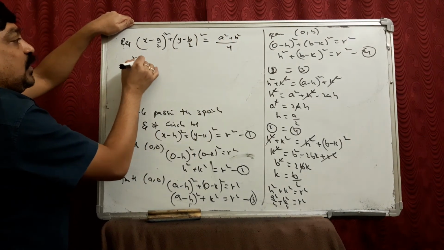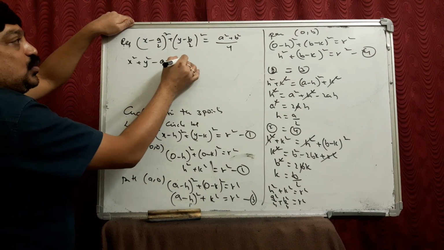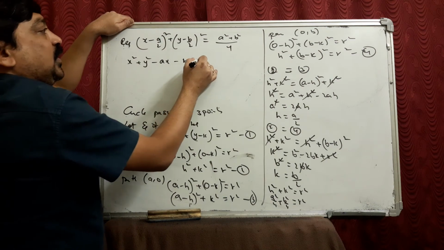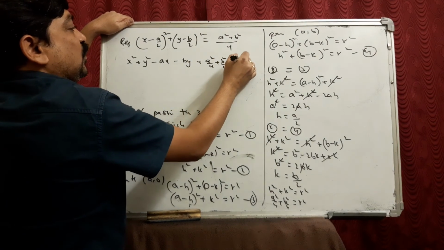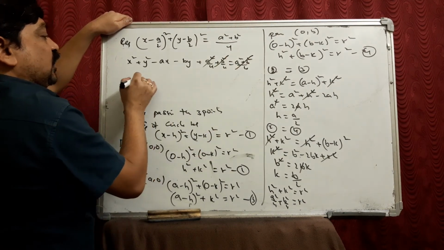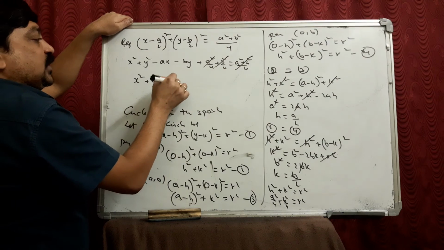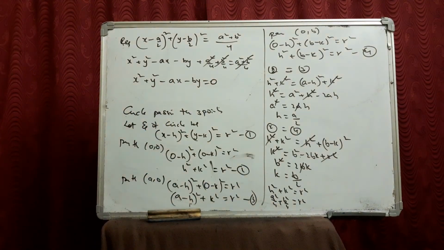So it becomes x square. I am writing directly y square minus 2ab, so it becomes ax, 2by plus a square by 4 plus b square by 4 is equal to a square plus b square by 4. These get cancelled. So the final equation will be x square plus y square minus ax minus by is 0.